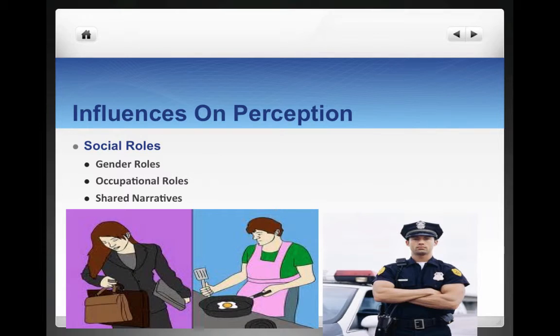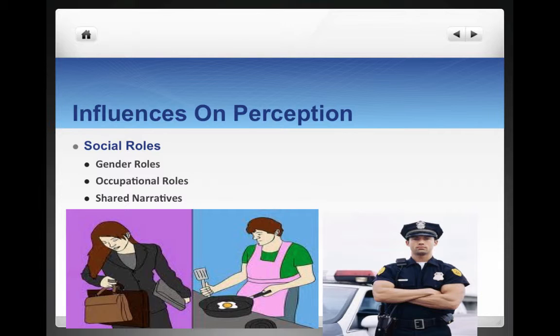Some of the influences on perception also include social roles. Social roles can also cause communication breakdown. From the time we were born, we were indirectly taught a set of rules that we are expected to play. Prescribed roles help society to function smoothly and help us to know what we are expected to do, so we will not fall into trouble.